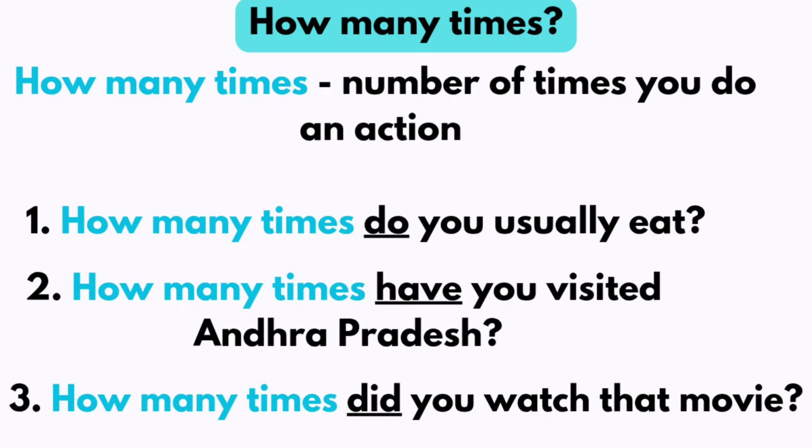Look at the third example. How many times did you watch that movie? I watched that movie 5 times, because the person wanted to know how many times I watched that movie. So I can mention the number of times, okay? One time, two times, 5 times, 100 times, 20 times, 200 times, 1000 times, whatever it is. We'll see some more examples. Remember, how many times means number of times you do an action.